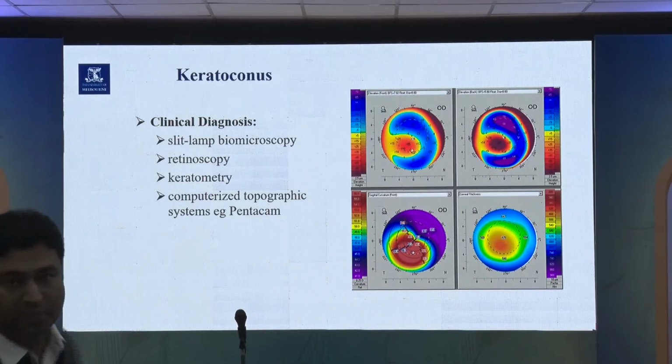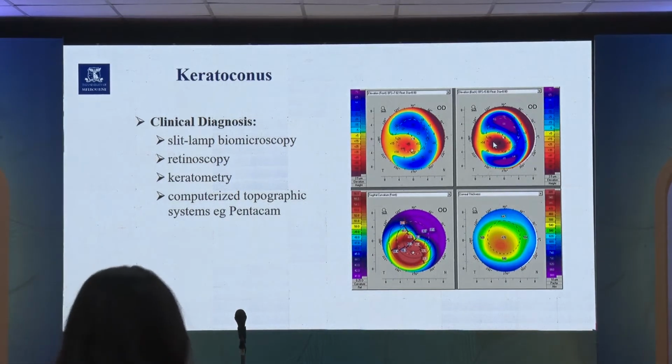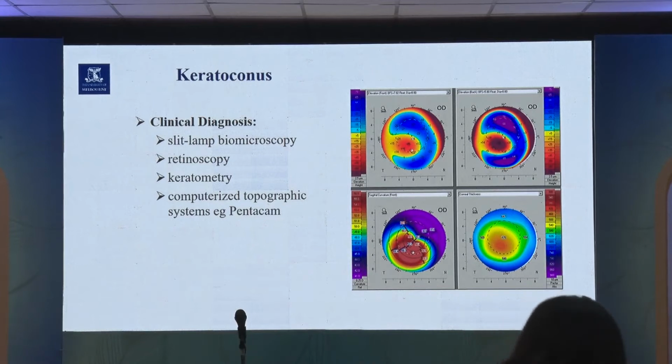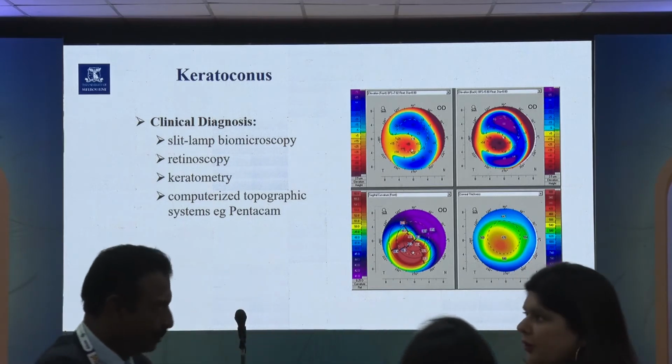Now, clinically, diagnosis is pretty much done based on a range of measures, either using slit lamp biomicroscopy, retinoscopy, keratometry, or topographic imaging, such as pentacams. This is an example of pentacam imaging, showing a heat map of different elevations of the cornea across left and right eyes. You can get a whole range of different maps and parameters from these individual machines, and you can make a lot of use of that.